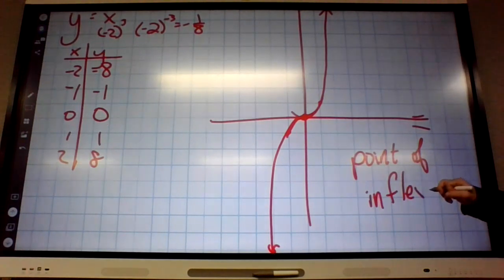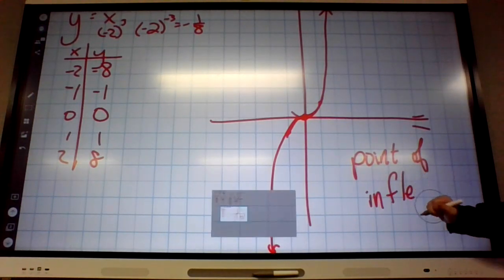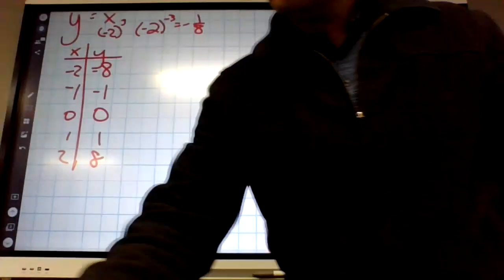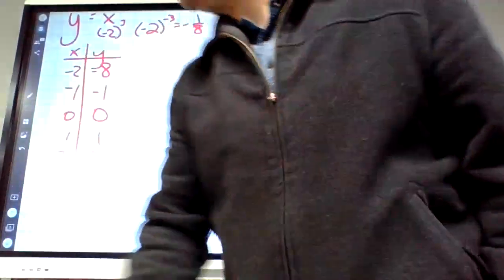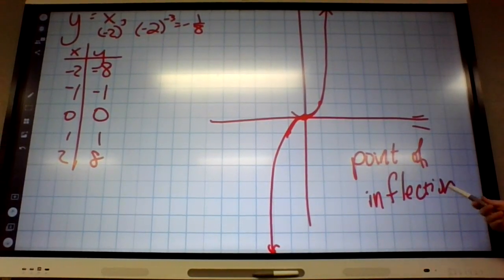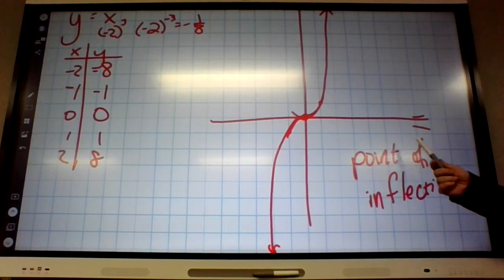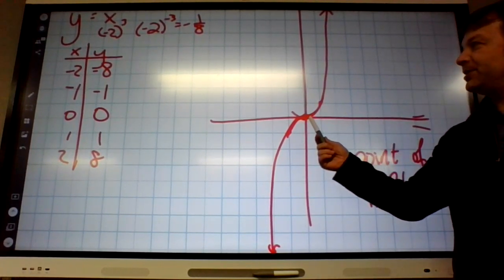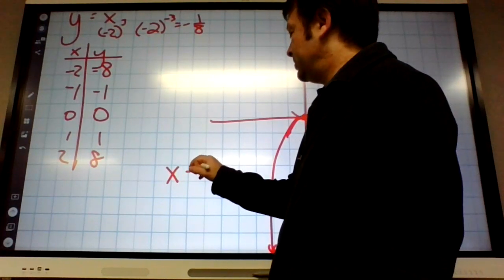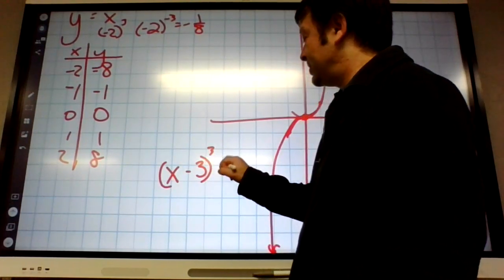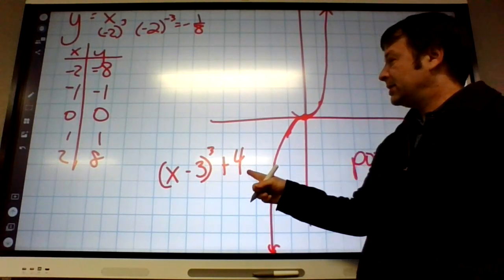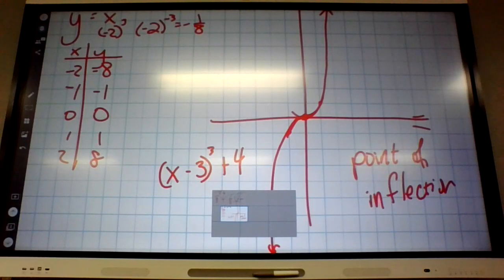Wait, I forgot how to spell it. Second one was right. Okay, the point of inflection. Normally it's at 0, 0, but if we put some numbers in there, this would move the point right 3 and up 4.